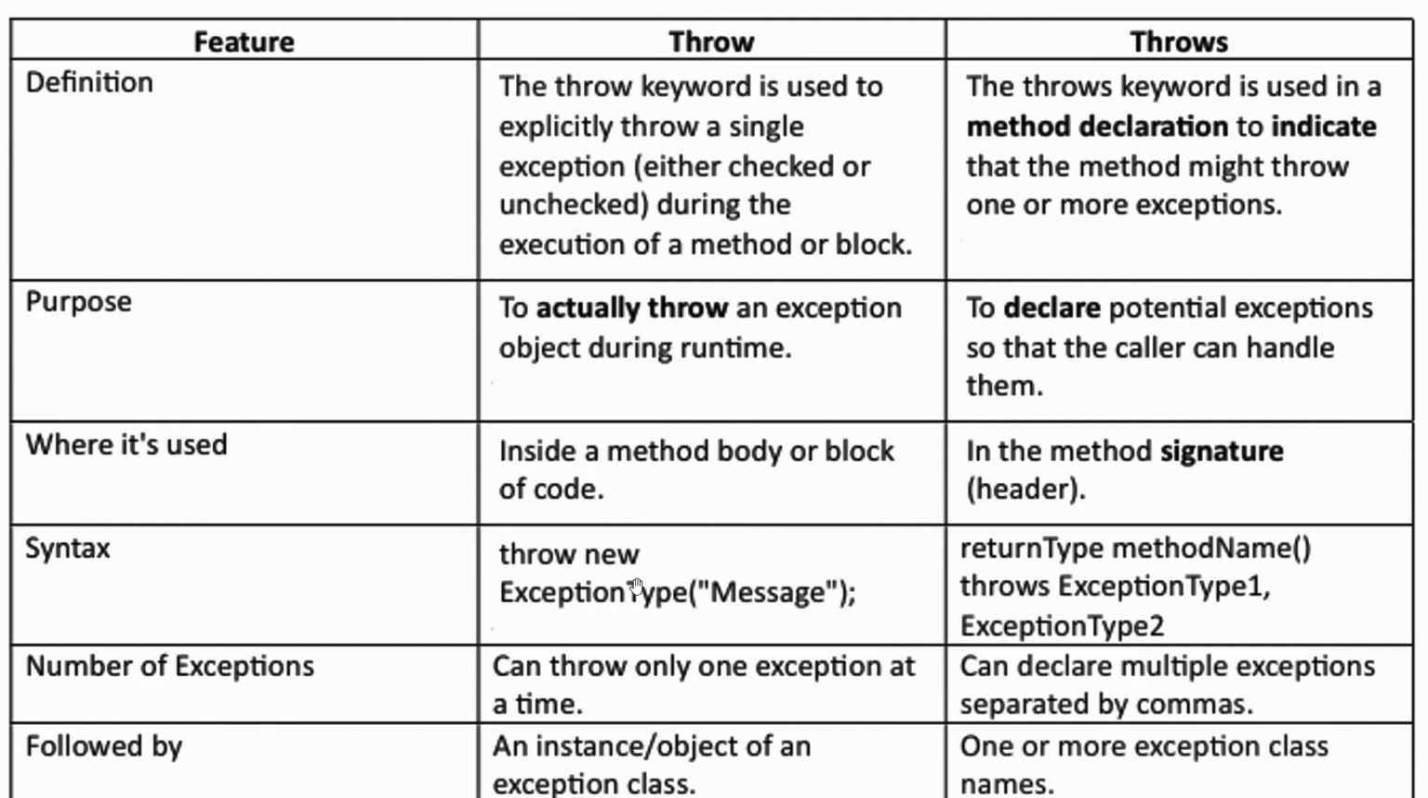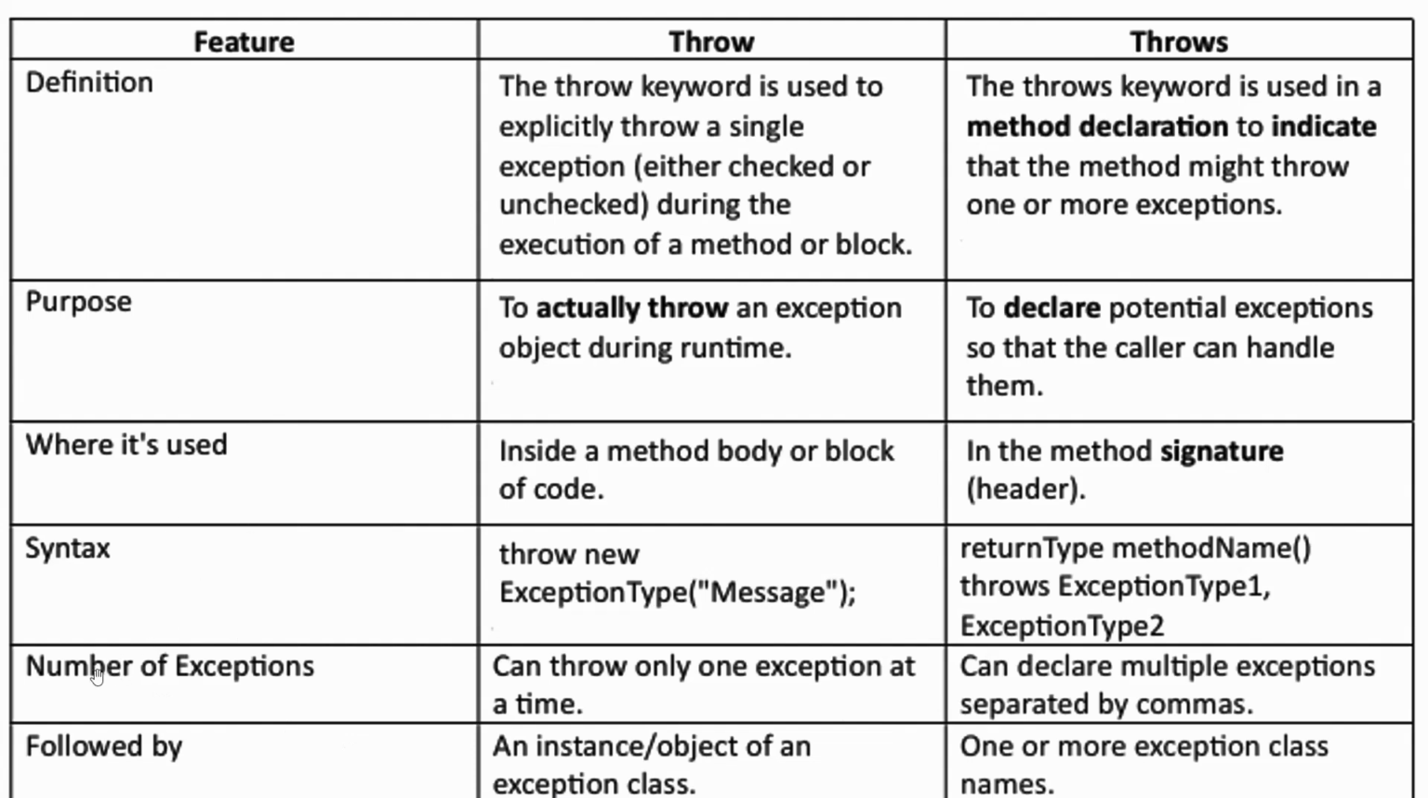And the syntax for throws is: we have to create a method. After creating the method, in front of it we write throws, then the type of exception, exception type 1, exception type 2, up to exception type n. You can throw multiple exceptions at a time.